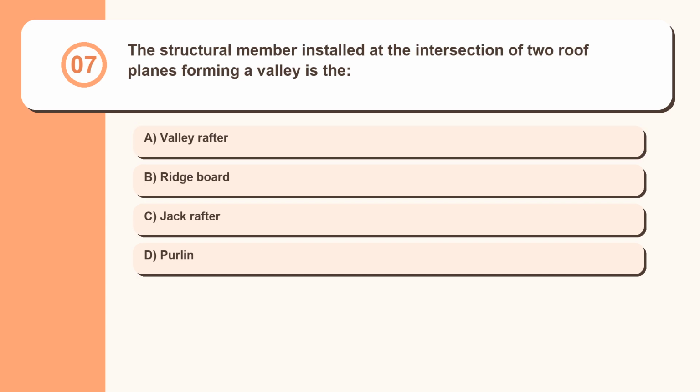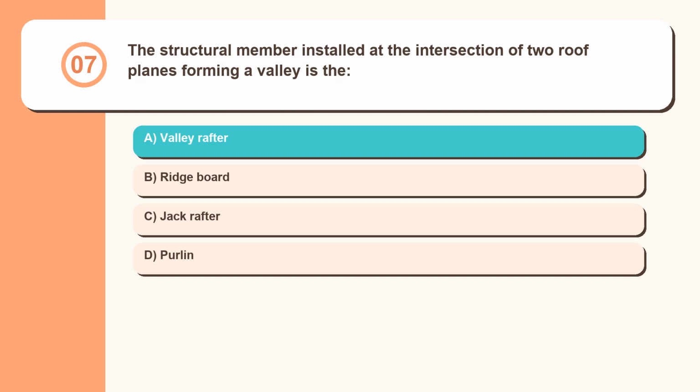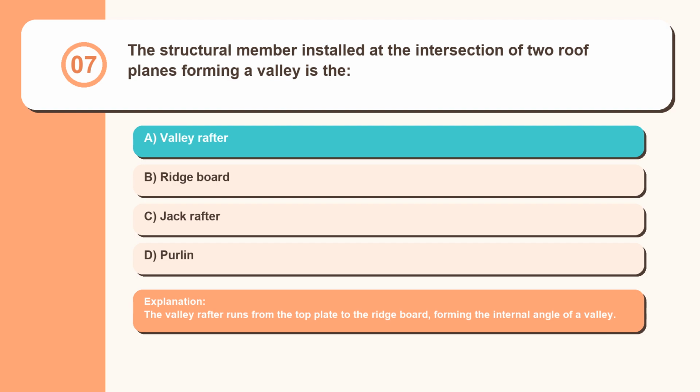Question 7. The structural member installed at the intersection of two roof planes forming a valley is the valley rafter, ridge board, jack rafter, purlin. The valley rafter runs from the top plate to the ridge board, forming the internal angle of a valley.